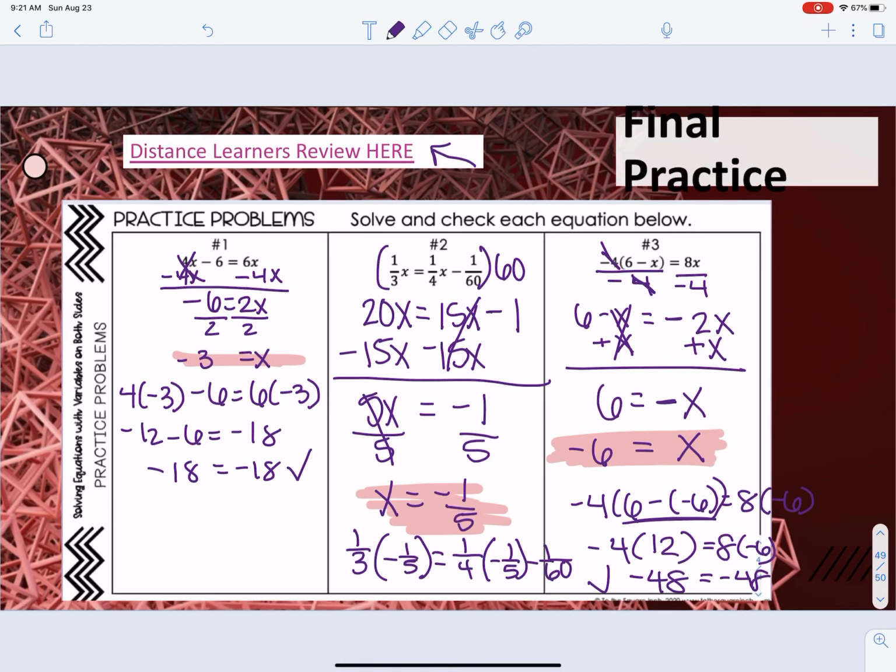And that is it for our final practice. Once you have this stuff written down in your notes, we're going to go ahead and begin our quiz. It's on the next slide for our distance learners. And good luck.